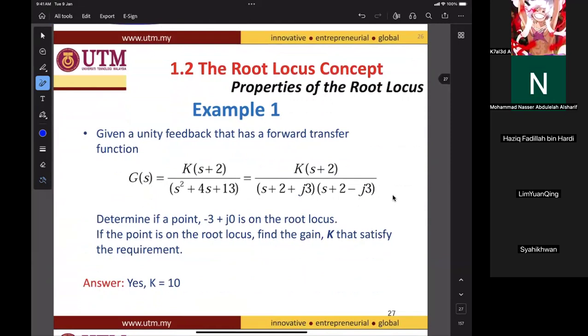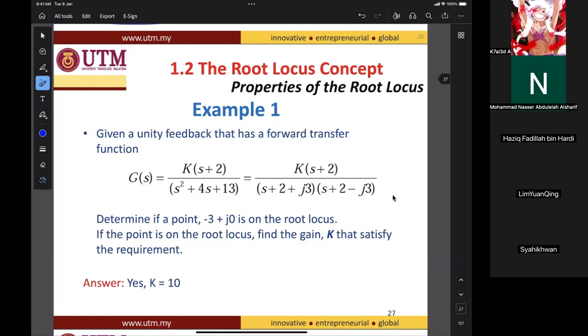So far, any question? Yes, sir. The first question: the meaning of examining whether a certain point is a closed loop pole is that if it is not a closed loop pole, it does not exist on the root locus. Yeah, it is not a point of the root locus.